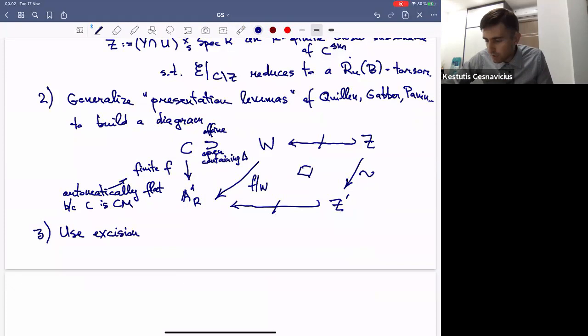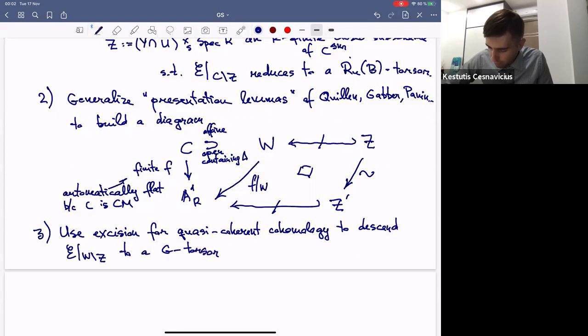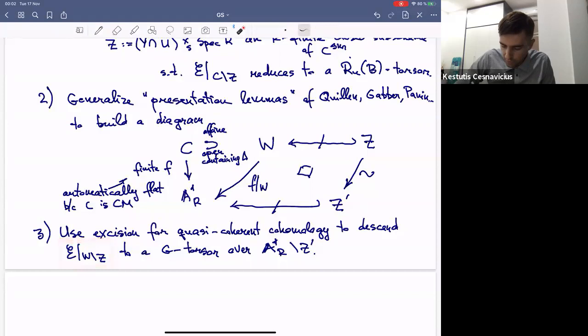Now, even though Z is really small and this complement perhaps is not affine, there's a trick that's somehow new in this setting. One uses excision for quasi-coherent cohomology to descend E restricted to the complement of Z in W to a G-torsor over the affine line minus this Z prime. Well, the point is that E restricted to the complement of Z in W reduces to a torsor under a unipotent radical.